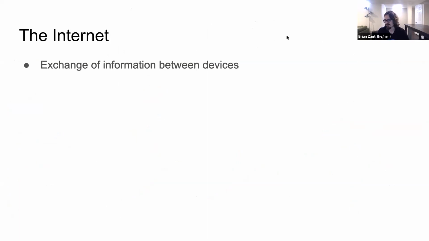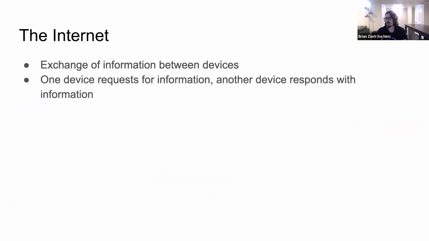So these devices are connected, and they can exchange information. They're not just connected blindly. They're not just sending pictures. There's a very rich exchange of information. And when two devices are exchanging information, one device is going to be the initiator. It's going to request information from another device, and the other device is going to respond with information. I have my computer. I want to see a cat video on my computer. So I ask YouTube to give me some cat videos. YouTube gives me back cat videos.